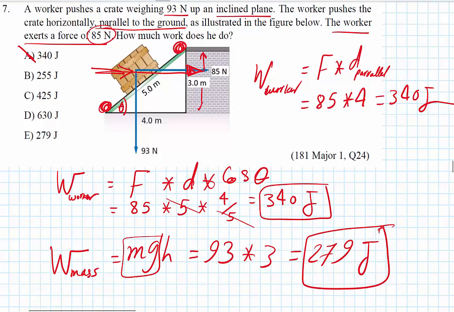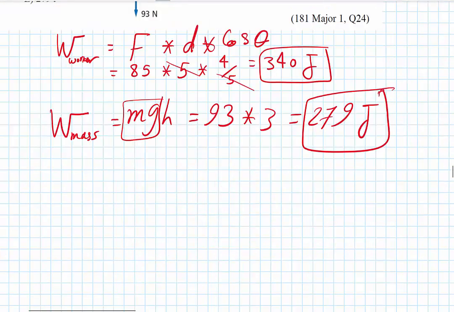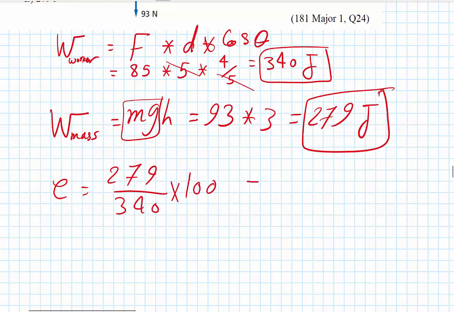Okay, what if he asks for the efficiency of this incline? How to get the efficiency? The efficiency is the output work over the input work. The output work here is 279, and the input work is 340. The efficiency is 279 over 340 times 100 to get it in percentage. The answer is 82%. So in case he asks you about the efficiency, you can get it by the output over the input.